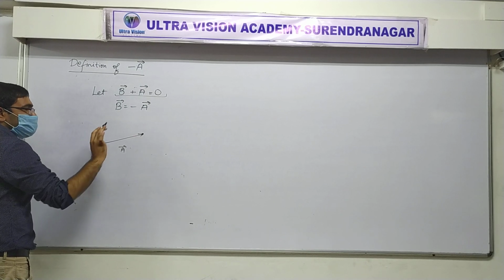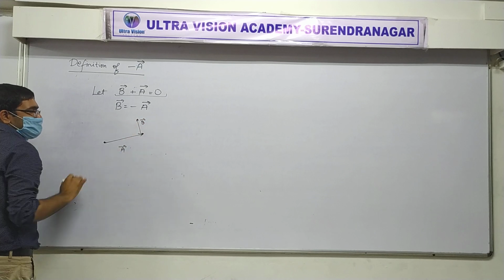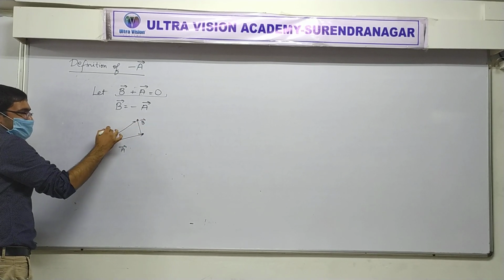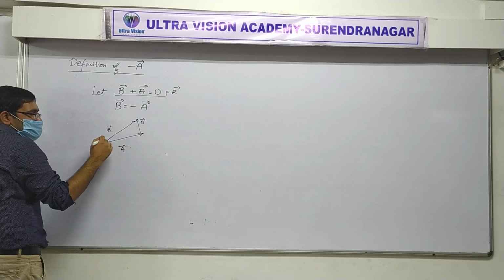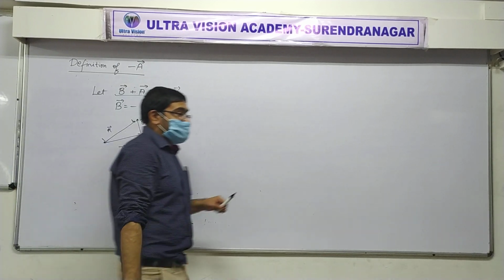Let's see that first. Suppose b was in this direction. Then a vector plus b vector would be in this direction. So this is the r vector. Is this r vector in this diagram equal to 0? Does its magnitude become 0? No. So this is not how it is.